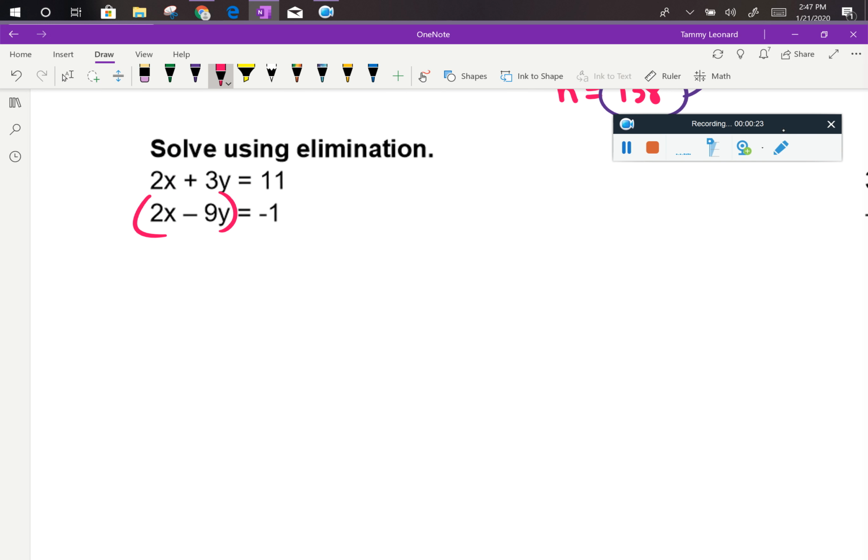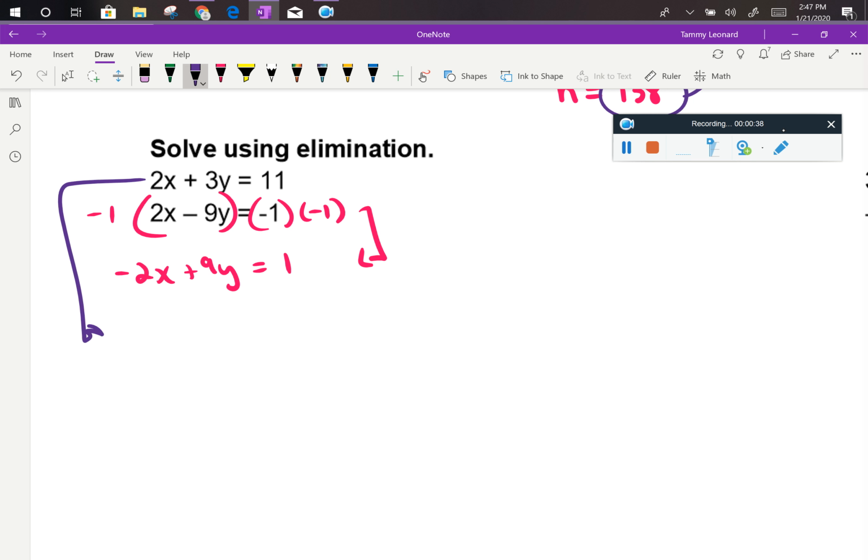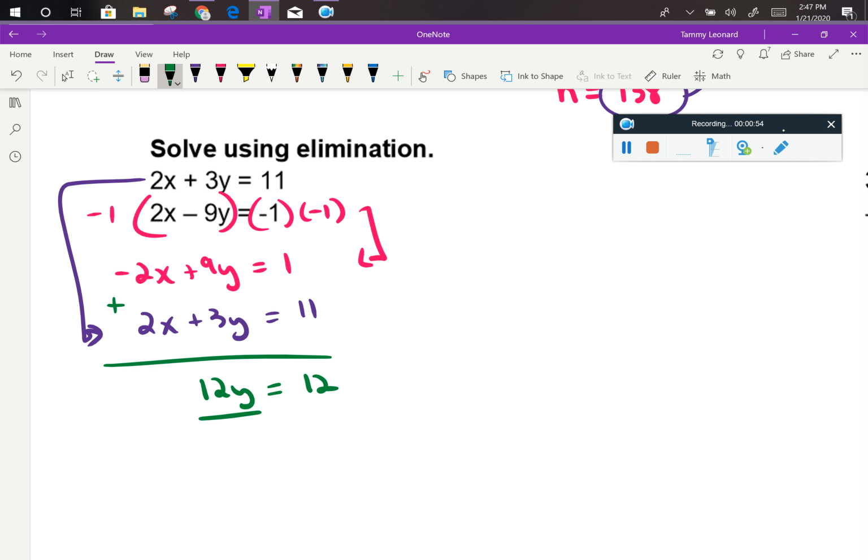So let's just go through and multiply that bottom equation by a -1 to get our opposites. This equation will become -2x plus 9y equals +1. And then let's rewrite the top equation right underneath it to make it easier to see the two side by side. Now we can go ahead and add the two equations together. -2x plus 2x are gone. We've eliminated that variable. We have 12y equals 12. We divide both sides by 12, and y is equal to 1.